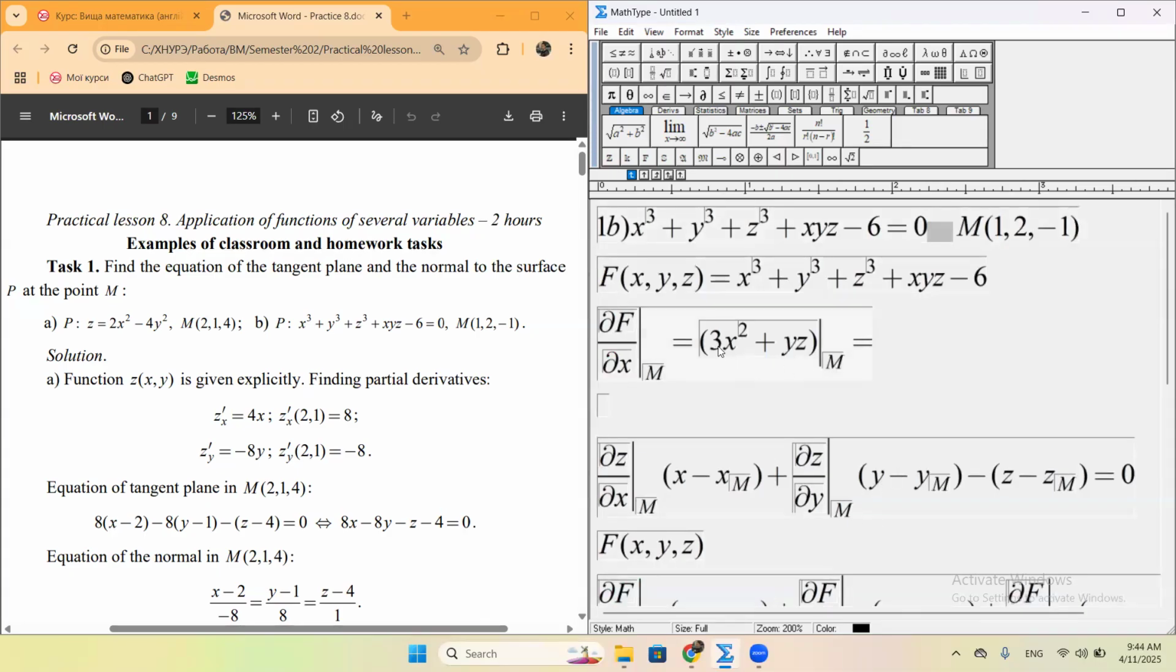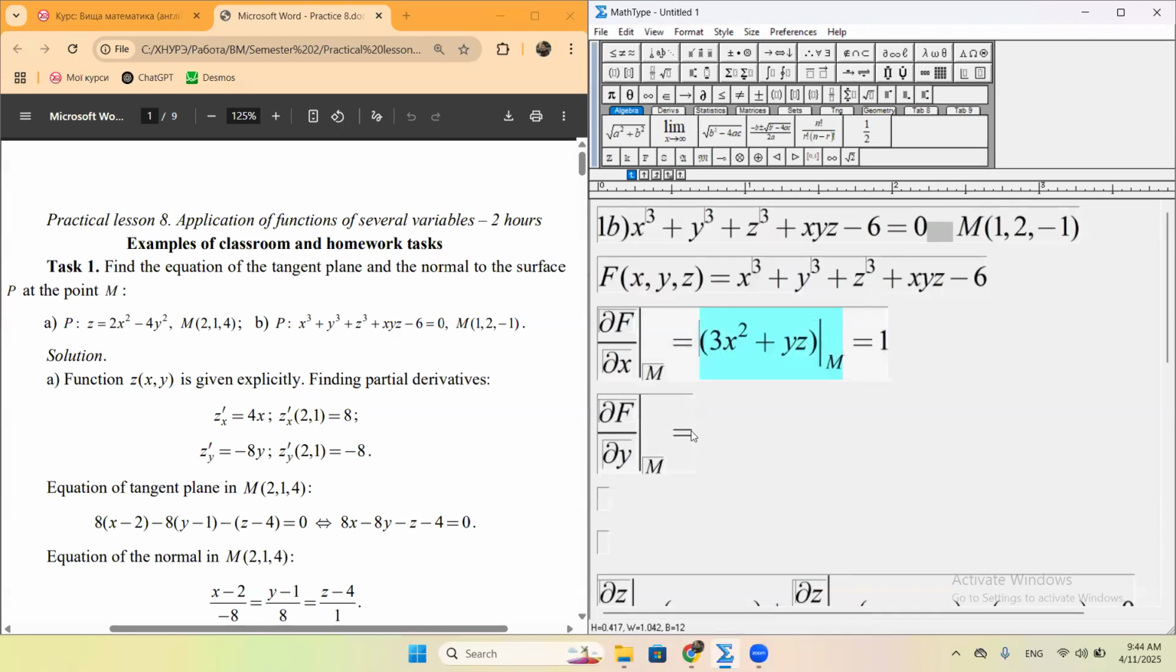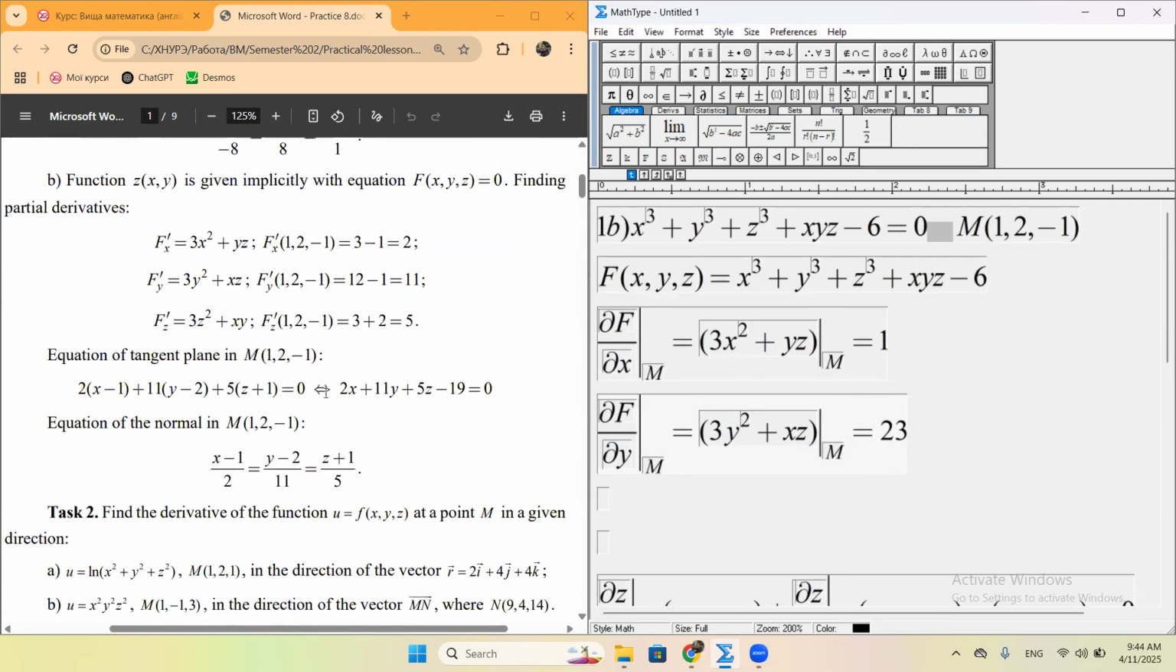So 3 minus 2 equals 1. Then, analogically for y, it will be 3y square plus xz at point M, and it will be equal, so 24 minus 1, 23.